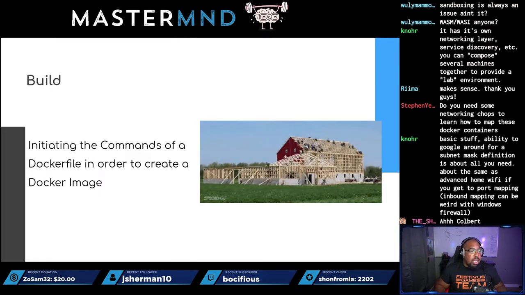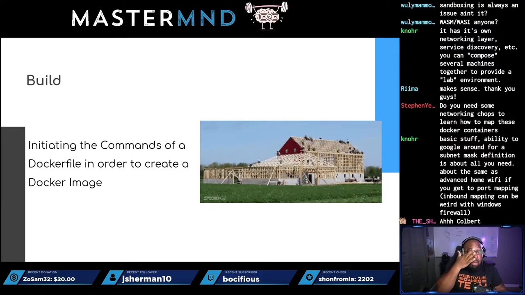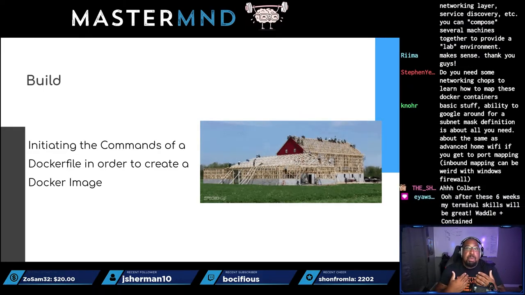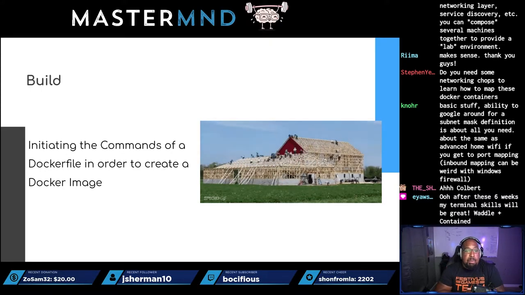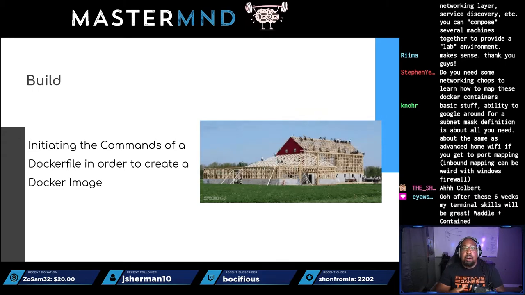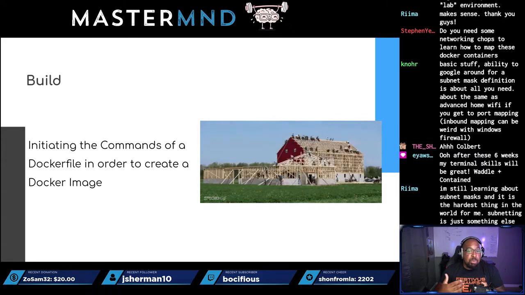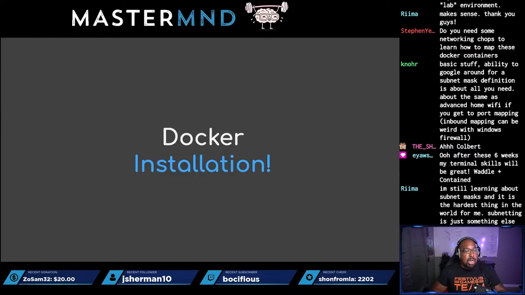That's a tag. And I think this is the last one, which is build. I've said build a couple times, but this is how you initiate the commands of a Dockerfile to create the Docker image. You build it. That is the act of creating this. It's a build. Running a Docker build is taking a Dockerfile. You must have a Dockerfile to do a build, and it builds it into the image that you can use later to deploy some containers. I think that's the last of the lingo, and we'll get into Docker installation.